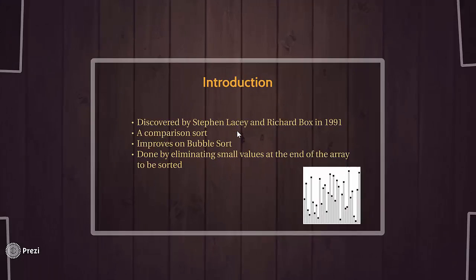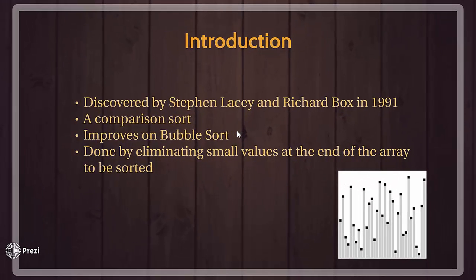COMB-SORT is a sorting algorithm discovered by Stephen Lacey and Richard Box in 1991. COMB-SORT improves on bubble sort, and hence falls under the class of comparison sorts. The main idea for this type of algorithm is to eliminate the small values near the end of the list, as these slow down the bubble sorting process. Large values at the start of the list are usually not a problem.